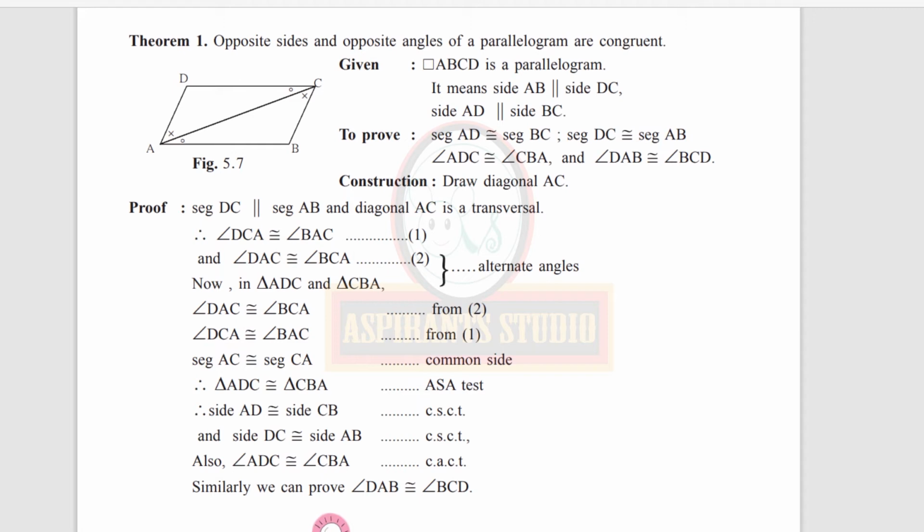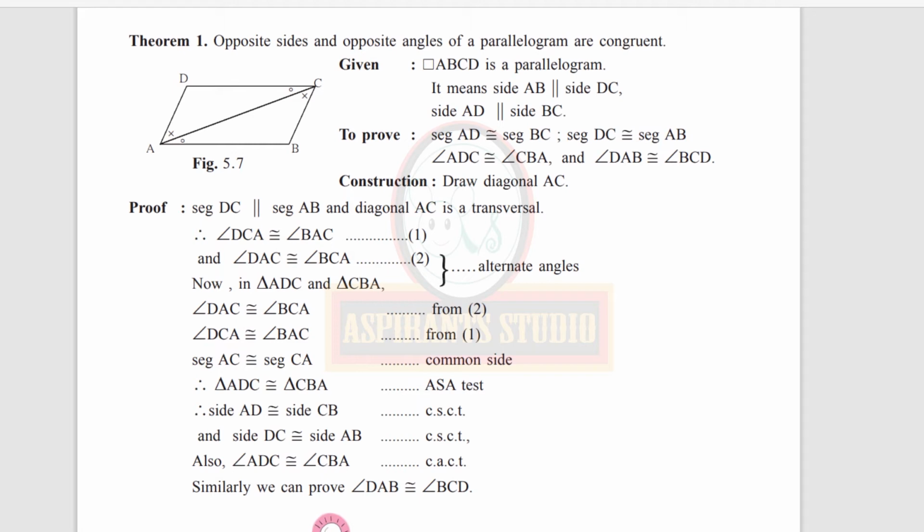Of congruence, you can use any one of the tests which is fitting over here. We already proved equation 1 and 2. Look at equations 1 and 2. The second equation is angle DAC is congruent to angle BCA. The first equation is angle DCA is congruent to angle BAC. And also we have the common side. Segment AC is congruent to segment CA.